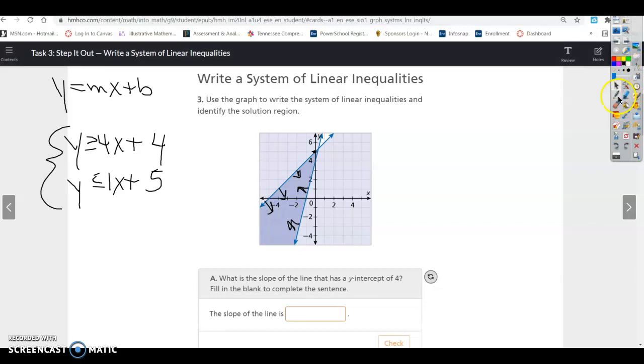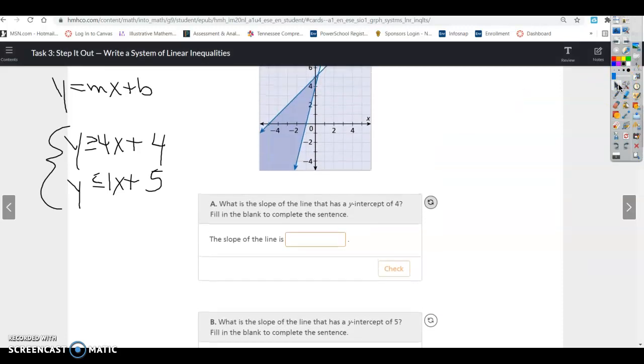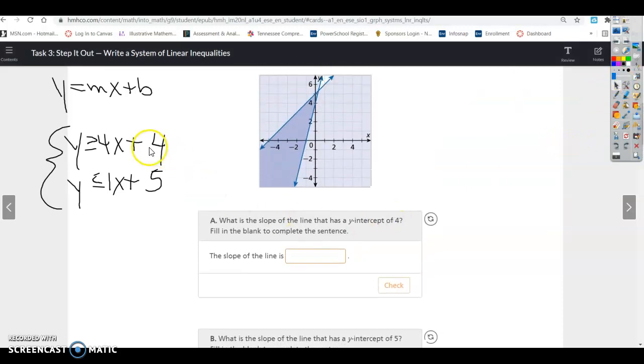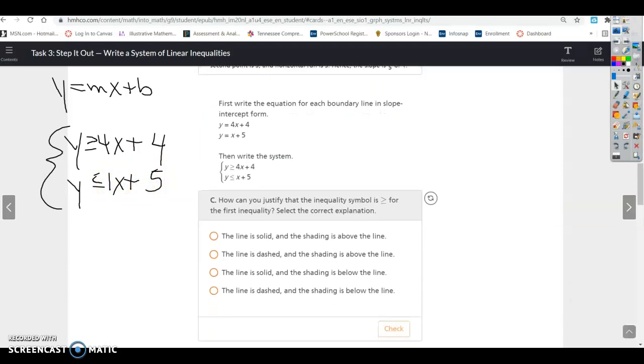Let's see what questions we can answer from this. It says, what is the slope of the line that has a y-intercept of 4? The slope of that one was 4. What is the slope of the line that has a y-intercept of 5? The slope of that one was 1. And it says first write the equation for each boundary line in slope-intercept form. I've already done that. So we got 4x plus 4 and x plus 5. And then they just included the inequalities.